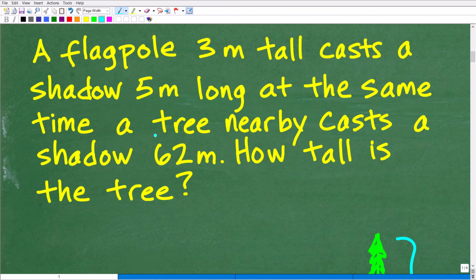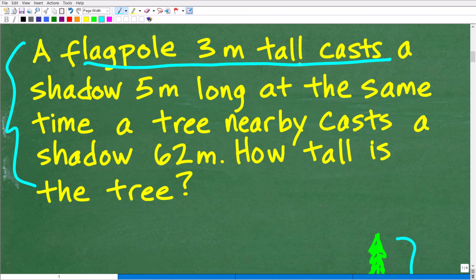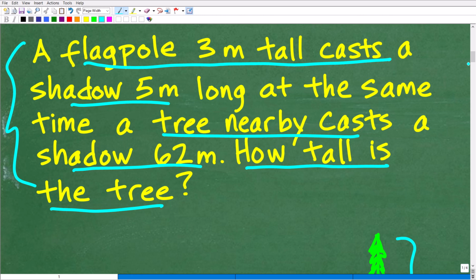So we have this flagpole situation, we have a tree nearby. We need to really interpret what's going on, take this problem from words and translate it into a model, a visual model. And anytime you can use a model, draw a sketch, a little diagram of what's going on, that is excellent. So let's do this in this case. We have this flagpole that's 3 meters tall. So let's draw a little flagpole and its shadow of 5 meters. And then we'll put a tree nearby and we'll show a little shadow of 62 meters for that tree. And again, the question is how tall is the tree?